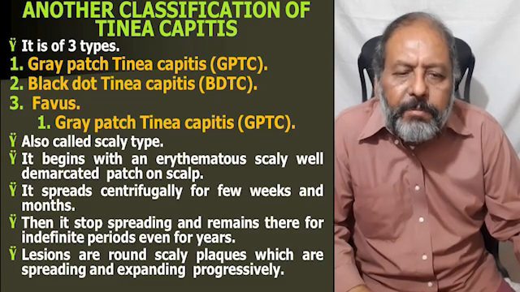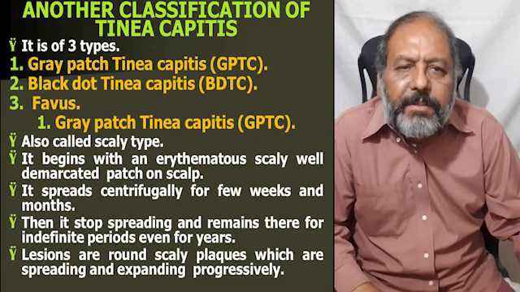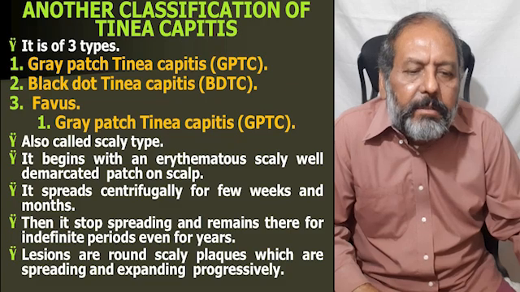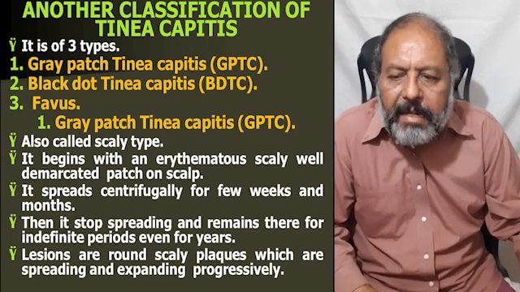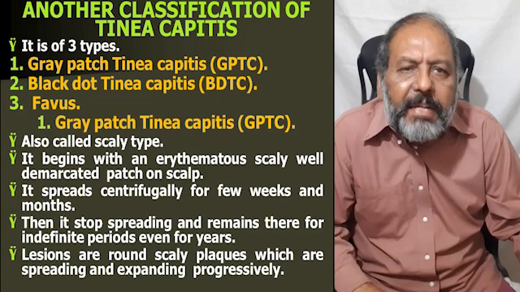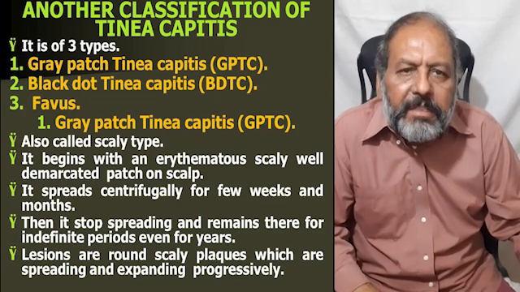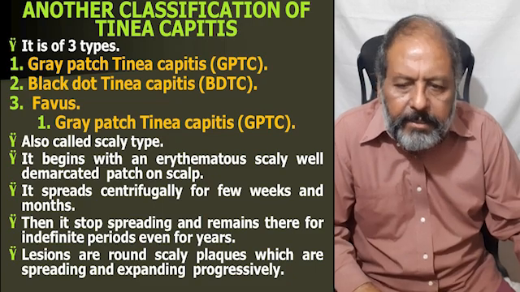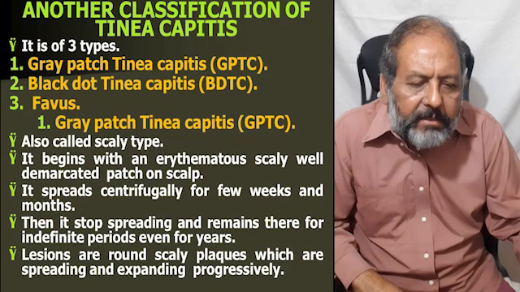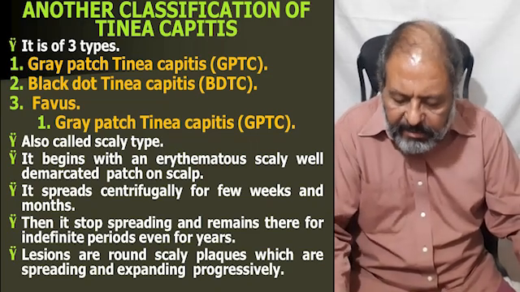It begins with an erythematous, scaly, well demarcated patch on the scalp. It spreads centrifugally for a few weeks and months. Then it stops spreading and remains there for an indefinite period, even for a year, as a silent lesion. Lesions are round, scaly plaques which are spreading and expanding progressively.